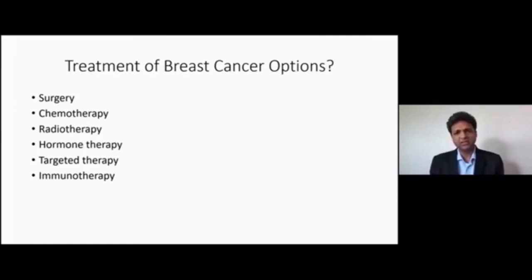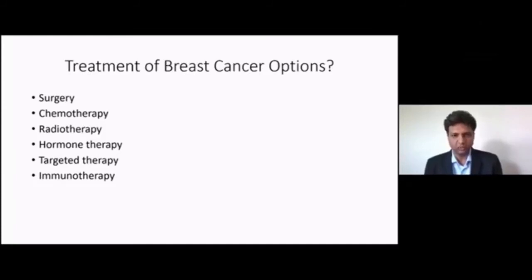So treatment of breast cancer by and large involves various options such as surgery, chemotherapy, radiotherapy, hormone therapy, targeted therapy, and immunotherapy. Most early breast cancers, by and large, surgery is the mainstay of treatment. When I'm talking about early breast cancer, I'm talking about stage 1, 2, 3, and obviously stage 0 as well.